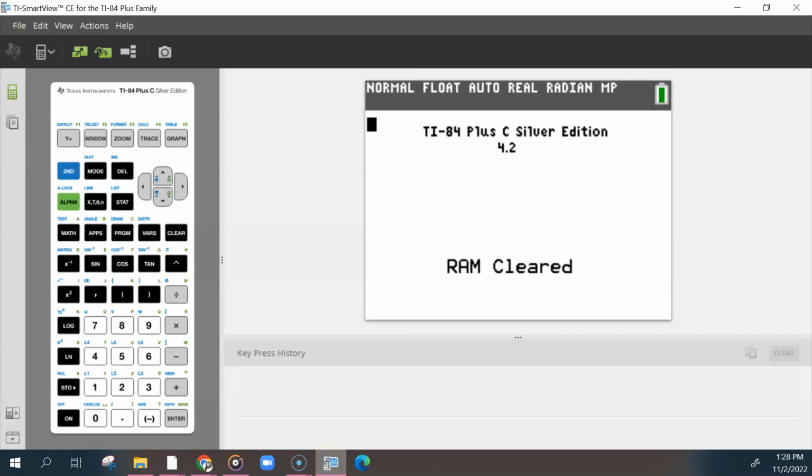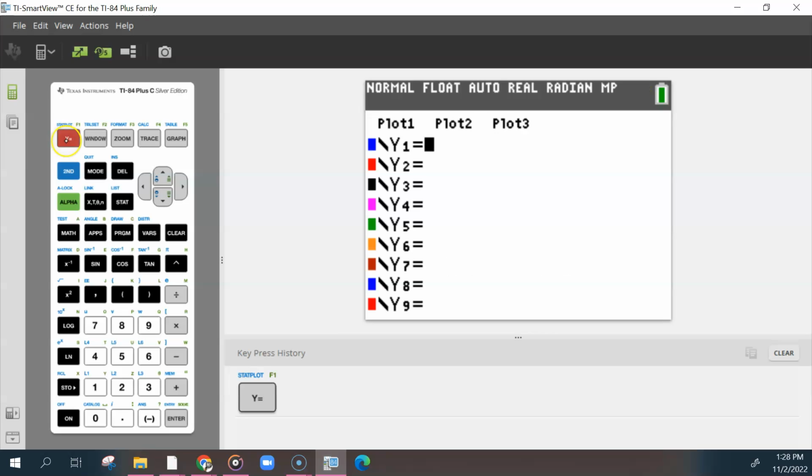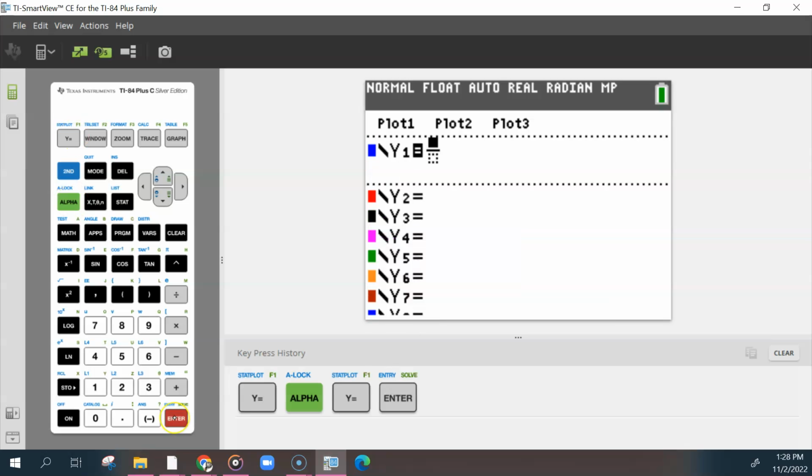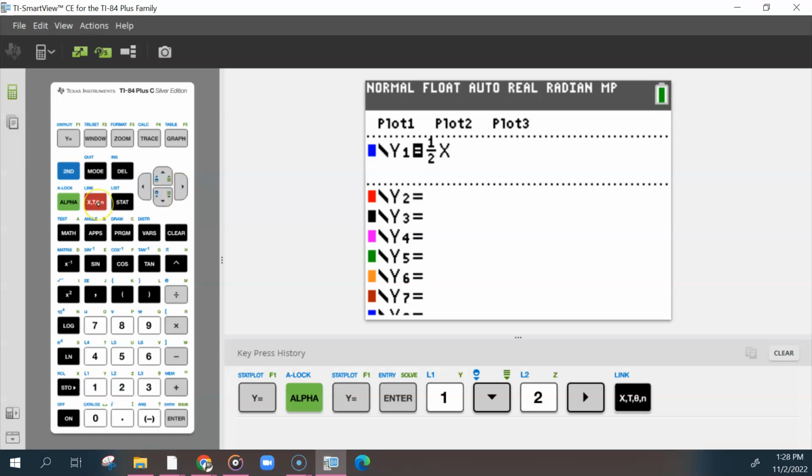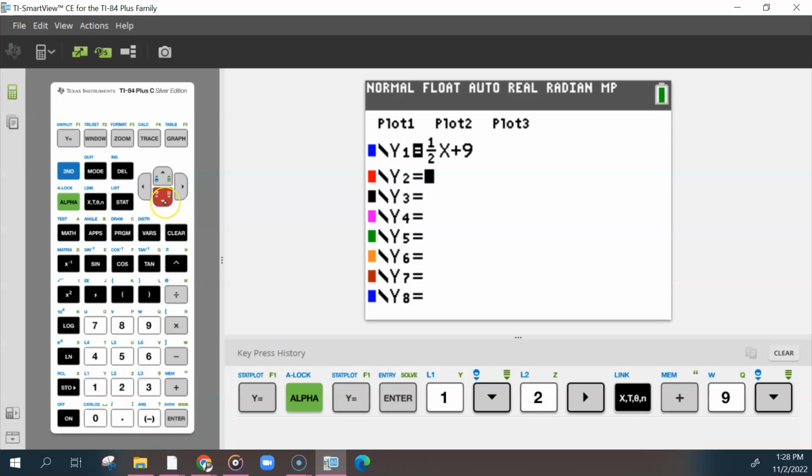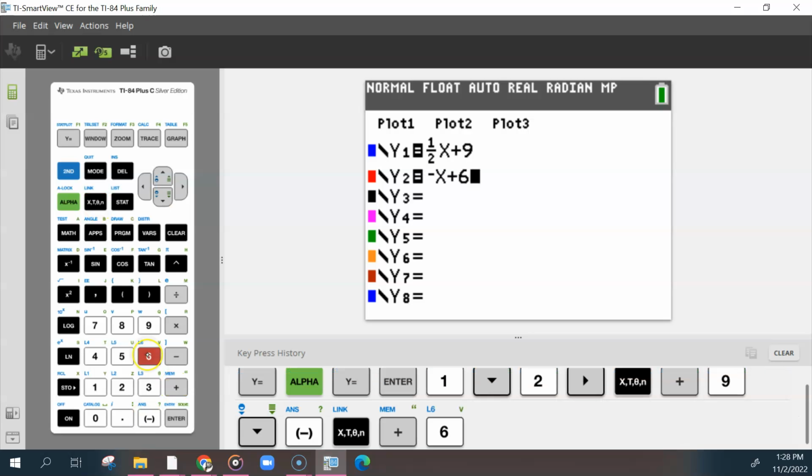So on your calculator, you are going to go into y equals, because we need to graph these, but we need to put the equations in first. So in y equals at the top, we're going to put in both of our equations from number 2. Alpha y equals gives you your fraction. Make sure you're using the negative, not the minus, for the second.